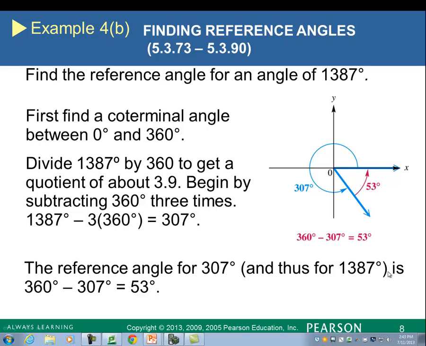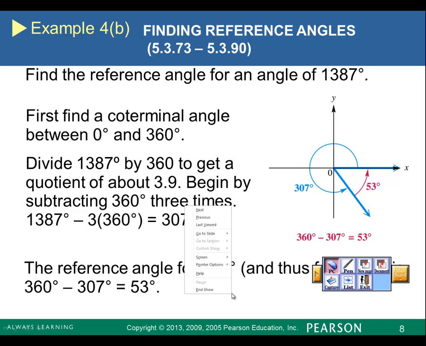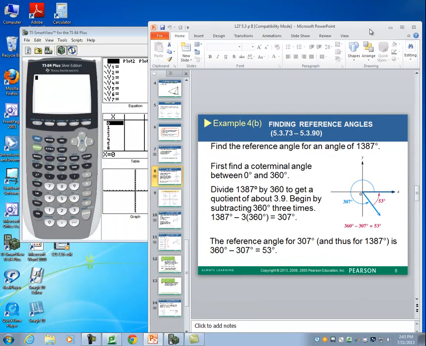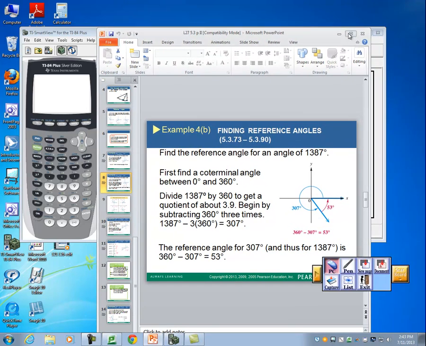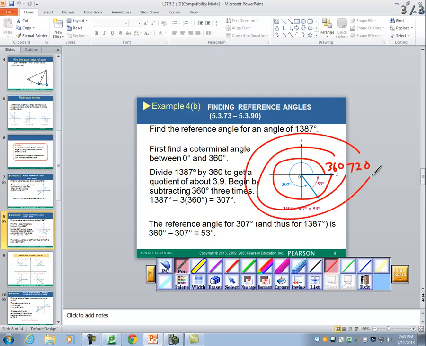Okay, so let's look at this. Oh, that's right, I can't do that. Excuse me. So let's look at this again. One time around 360, second time around 720, third time around 1080. So basically you're taking the 1387 minus the 1080, and we get 307.